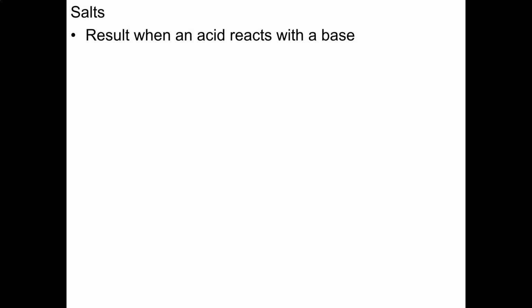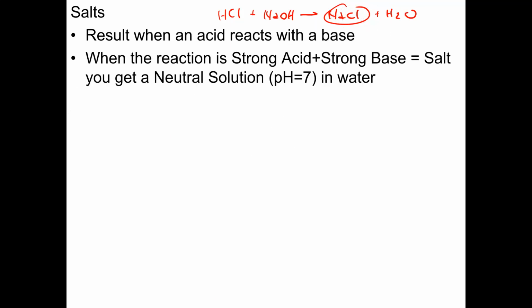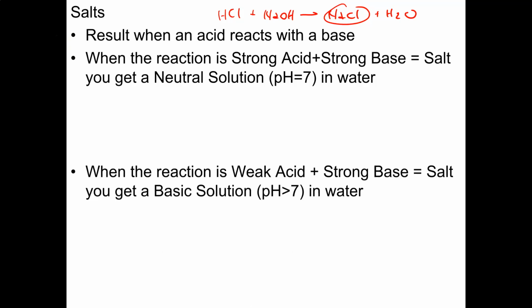Salts. When an acid and a base react, the byproduct of it is called a salt. So, for example, when HCl reacts with NaOH, the salt is NaCl. So the salt is basically the two spectator ions that are left over, and what compound they can make. That's what it is. When the reaction is strong acid plus strong base, the salt is going to be neutral. Kind of makes sense, right? If they have equal strength going in, then of course whatever they produce is going to be neutral because they're going to balance each other out.